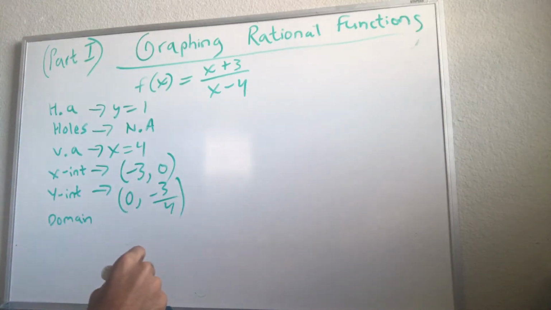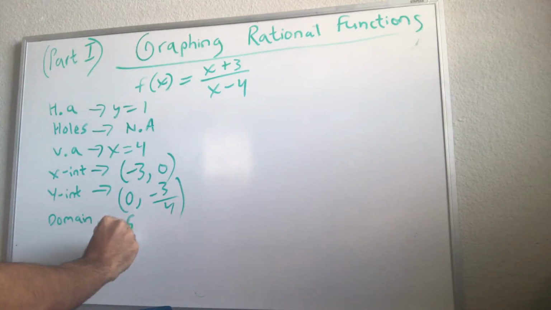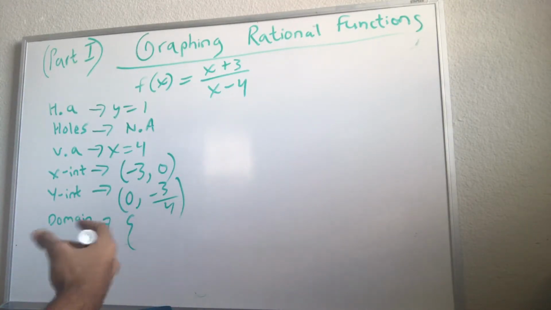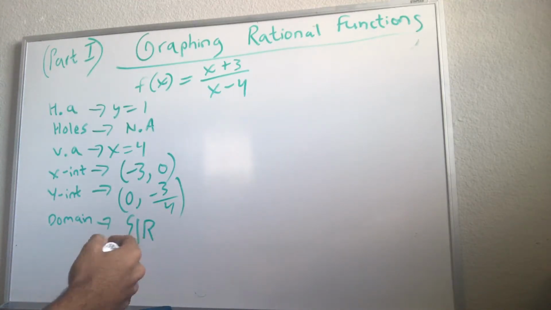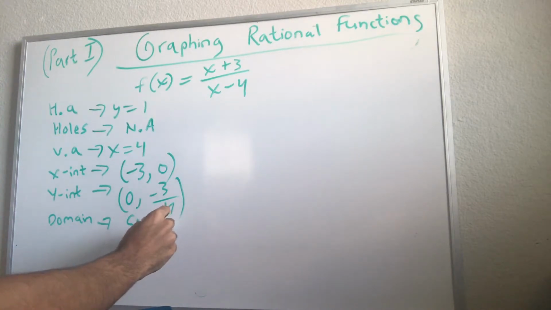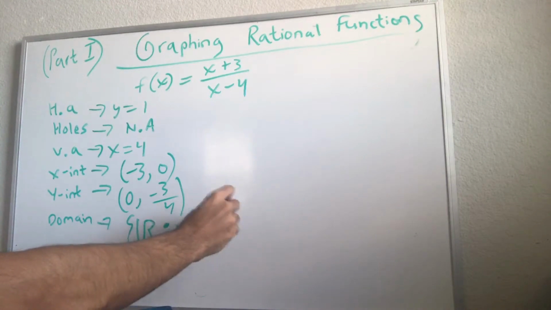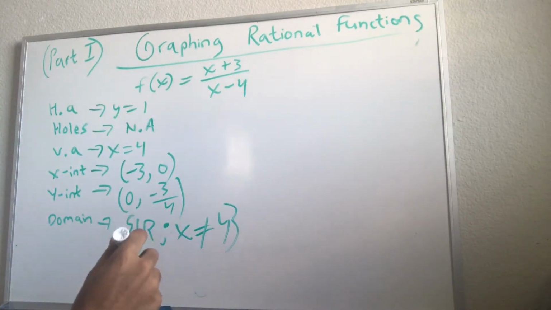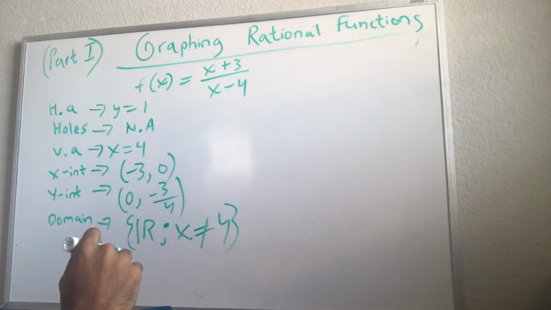Now when we talk about our domain, it's the set of all real numbers, except where the function is undefined. You can write this as the set of all real numbers such that x cannot be 4. It makes sense why x cannot be 4, because if x is 4 here, it gives you an undefined value. But for all the other values it does satisfy, so it includes all other real numbers.